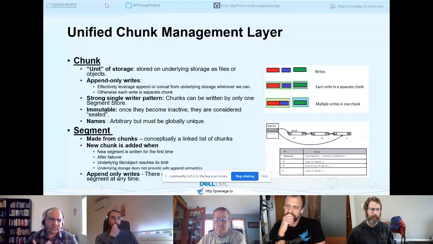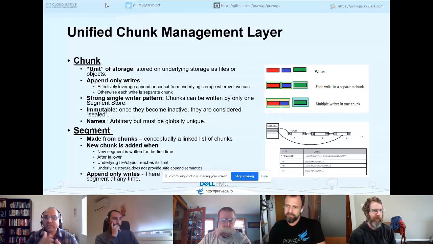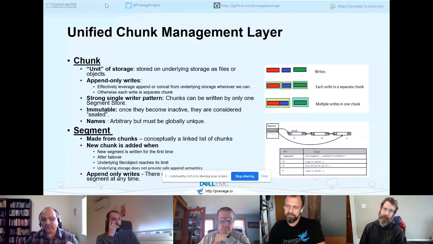A new chunk is added whenever a new segment is written for the first time, obviously. Another case is after failover, where we enforce this strong single writer pattern, or when the underlying file or object reaches its limit. And the fourth is when the underlying storage does not provide safe append semantics. In case of failures, we might decide that it's safer to start a new chunk than to figure out the consistency of the existing chunk.